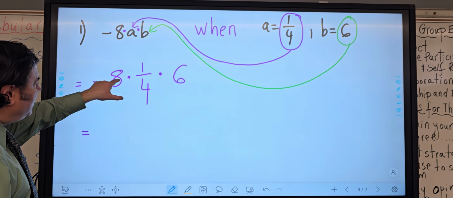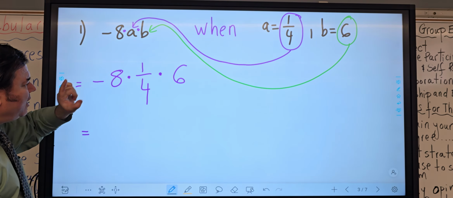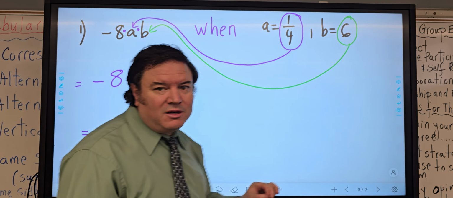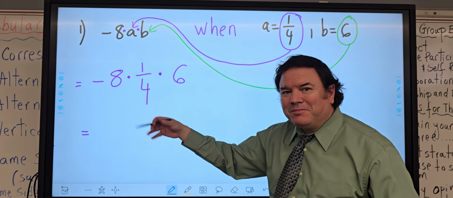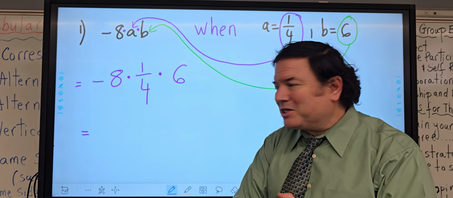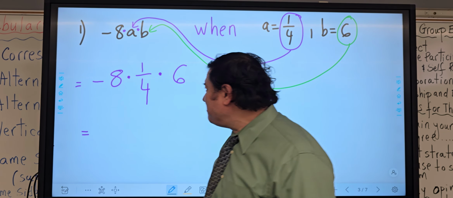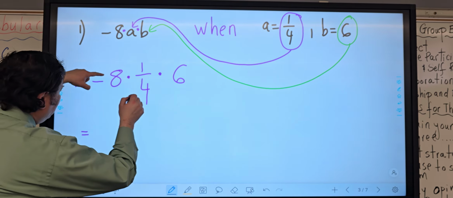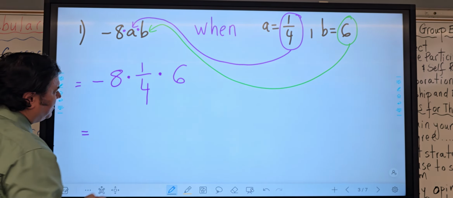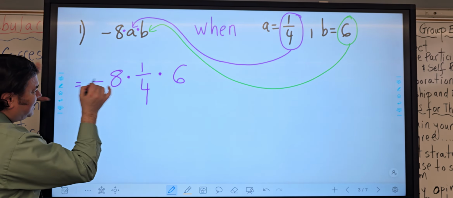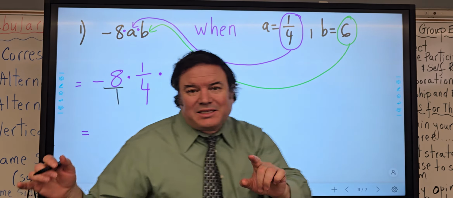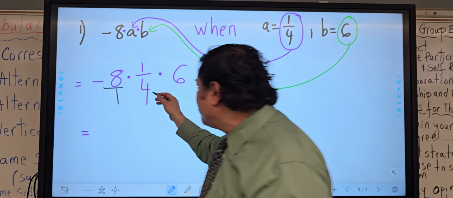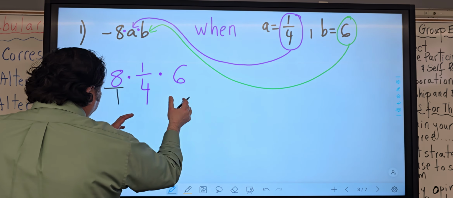We have a product here: negative 8 times 1 over 4 times 6. Our goal is to get rid of this fraction, combine this expression, and get a number. We see this negative 8 times 1/4. This means the same thing as negative 8 over 1. We can rewrite that as negative 8 over 1 times 1 over 4 times 6 over 1.